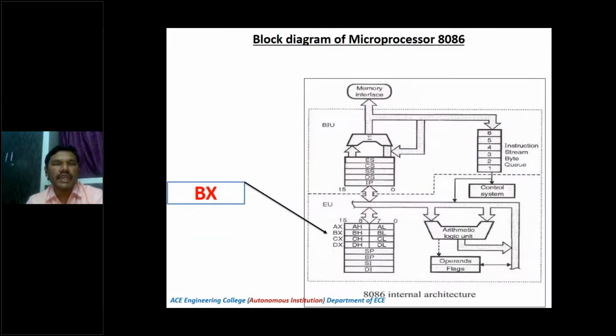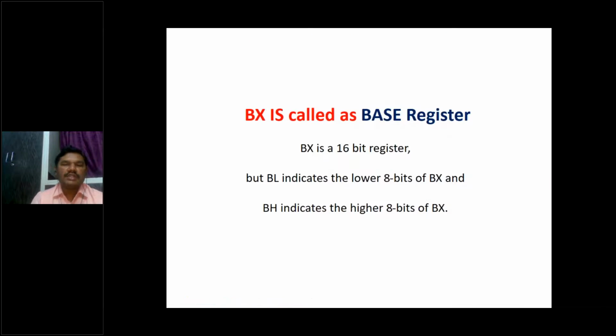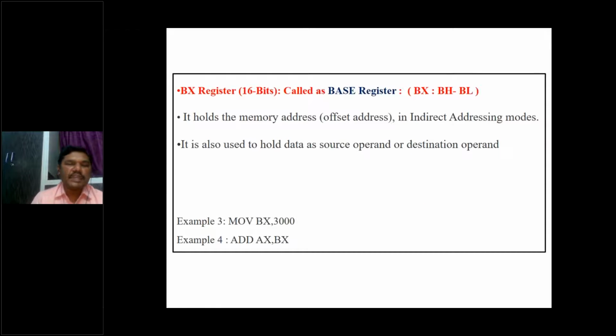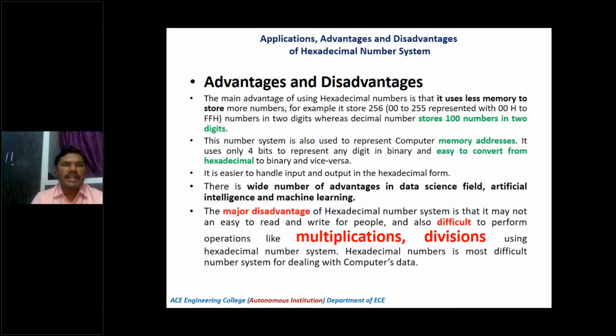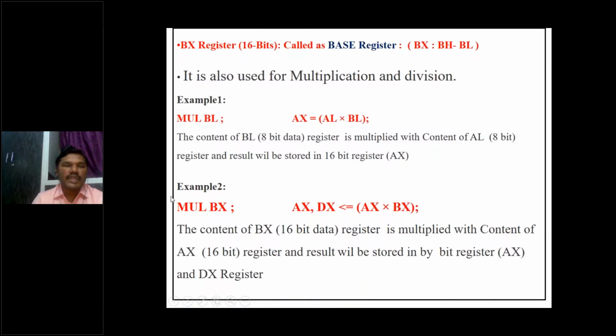This is the AX register, and this is the BX register. The BX register is also part of the execution unit, and this is a 16-bit register. Its main purpose is to hold memory addresses, and it is used to hold a source operand or destination operand. These are some of the examples, and it's also used for multiplication and division. In hexadecimal, multiplication and division operations are a little bit difficult, so that's why we have different formats of multiplication.